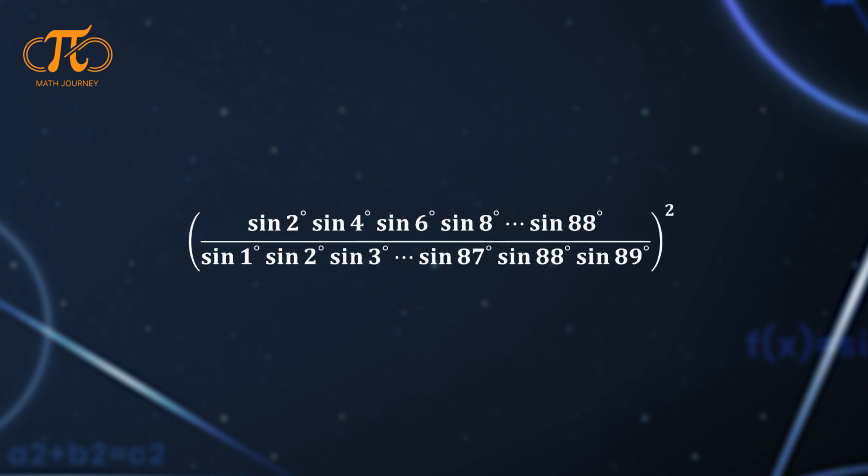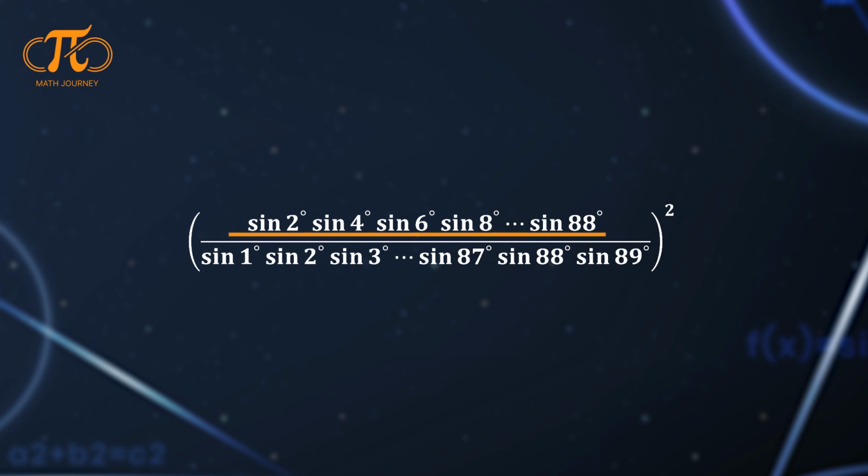Alright, let's break it down. To solve this, we're going to multiply both the numerator and denominator by the sines of the even angles: sine of 2 degrees, sine of 4 degrees, sine of 6 degrees, up to sine of 88 degrees. This will give us a complete set of sines from 1 degree to 89 degrees in the denominator.